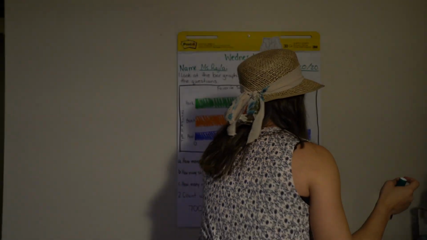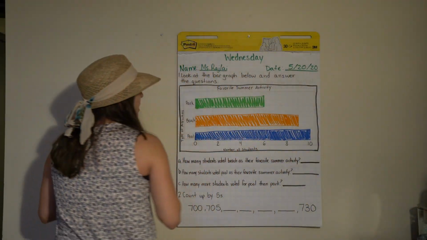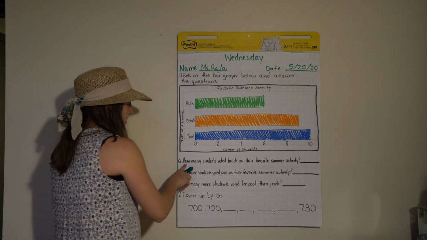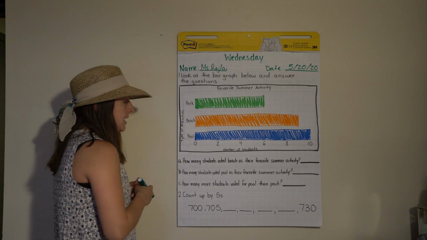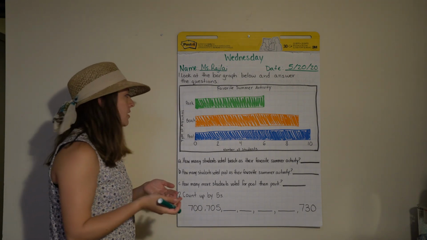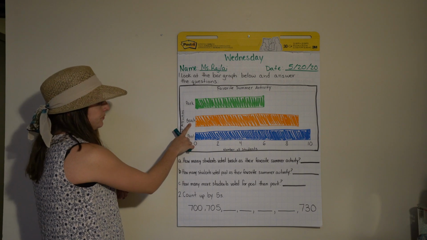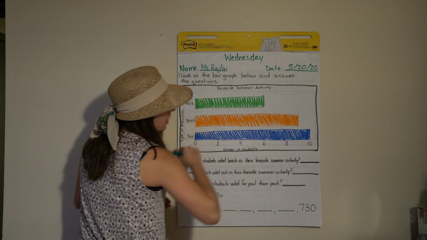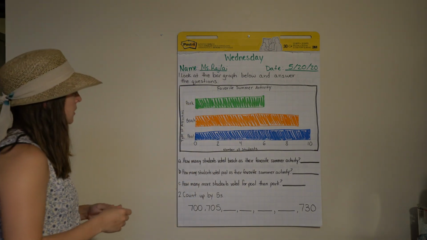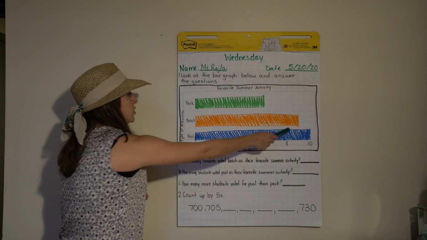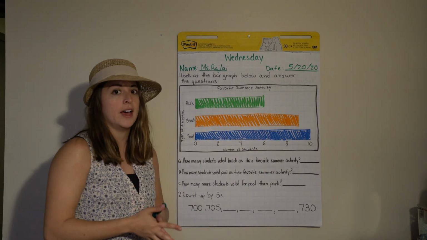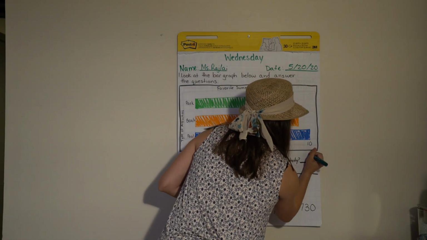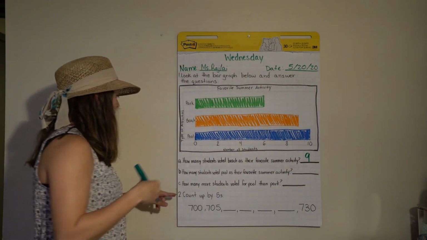Okay. So it says, look at the bar graph below and answer the questions. Okay, so the first question says, how many students voted beach as their favorite summer activity? So let's look for beach. How many people voted beach for their favorite summer activity? What do you think? So if it's between the 8 and the 10, we know that 9 students voted for beach.